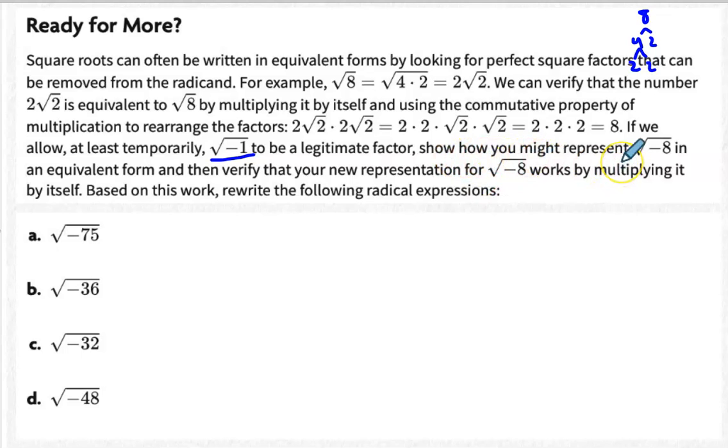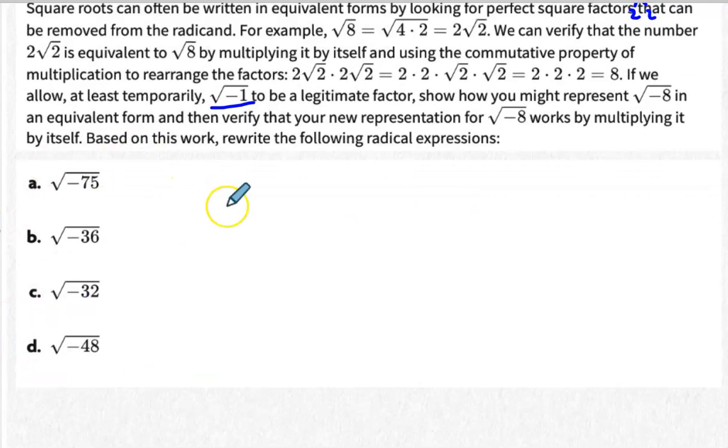Okay, so to show how we might represent negative 8 as a square root, we're going to think about some of these ideas here. So negative square root of 75. So I want to picture it just as if it were 75. So I'm going to come off to the side here, and I think we actually did this one the other day. So imagine it were just a 75. We would look at, okay, 75 is 25 times 3. 25 is 5 times 5. Okay, so I see I have a pair of 5s and a 3 left over.